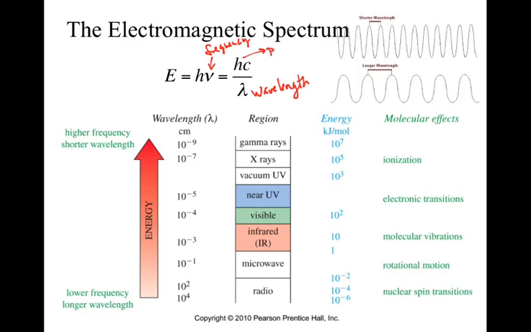We got Planck's constant. I think I spelled that right. And C is our speed of light. Okay. Hopefully you guys remember all of that from general chemistry. As far as organic goes, we aren't going to deal with that too much.